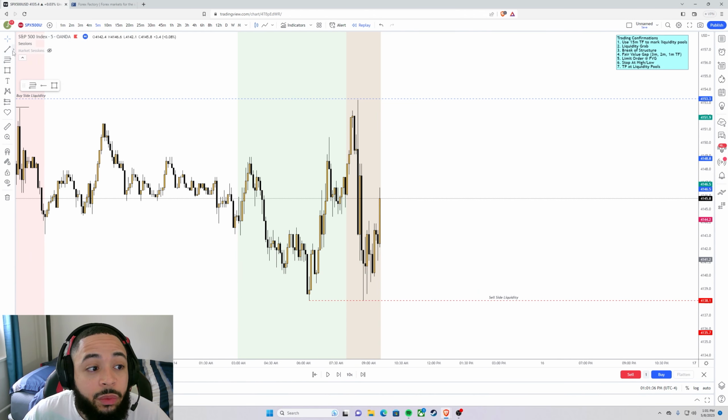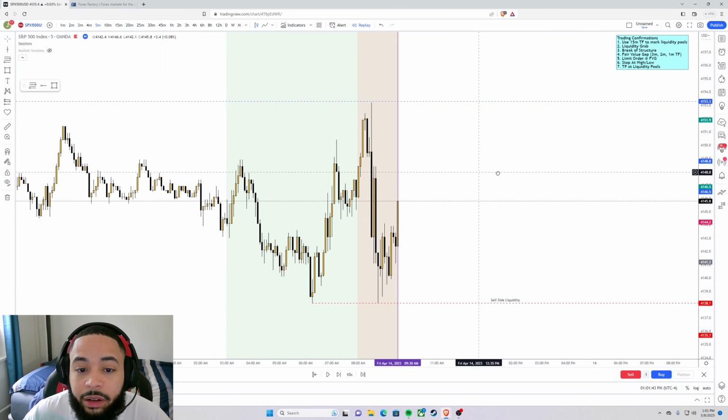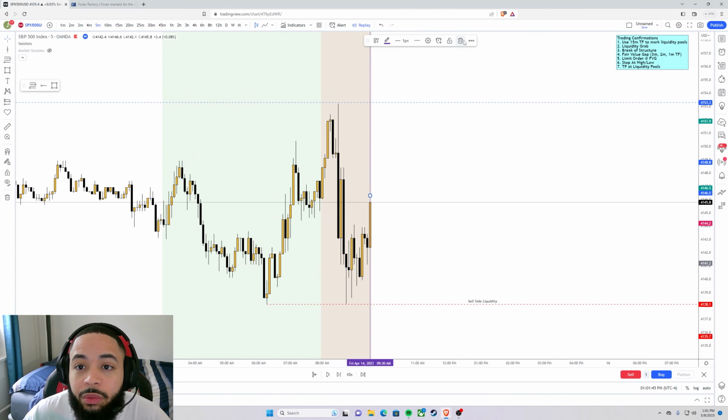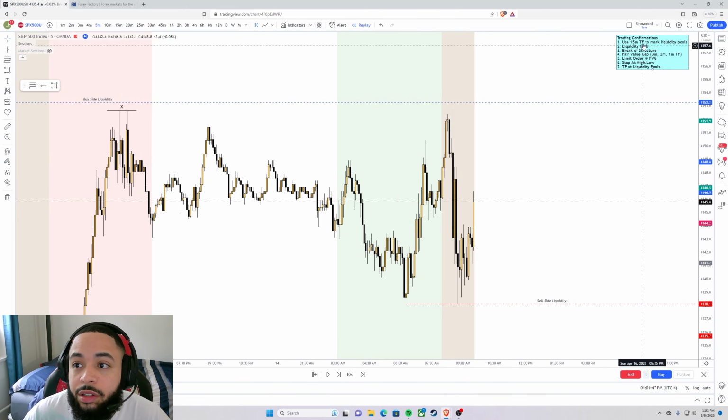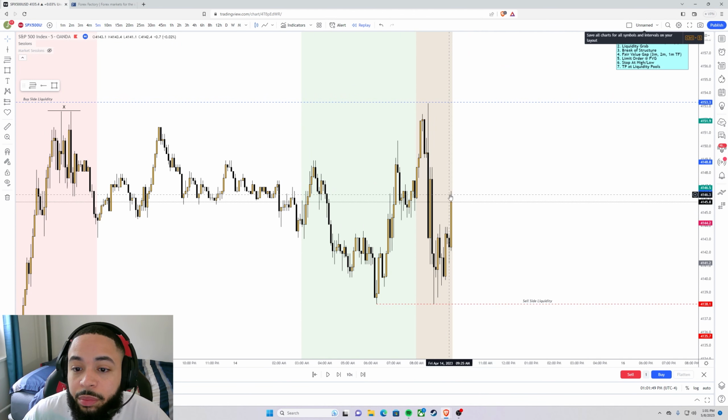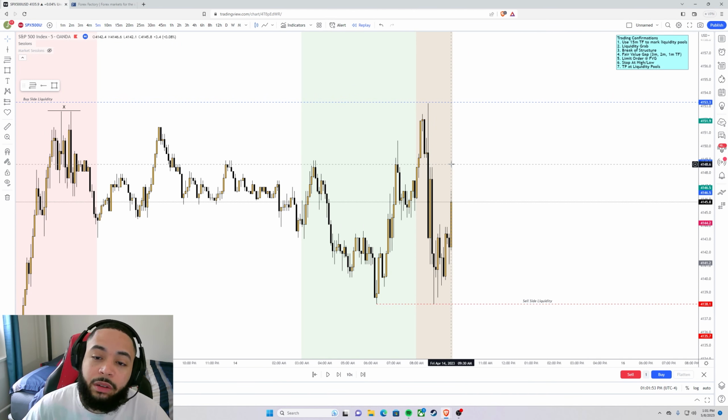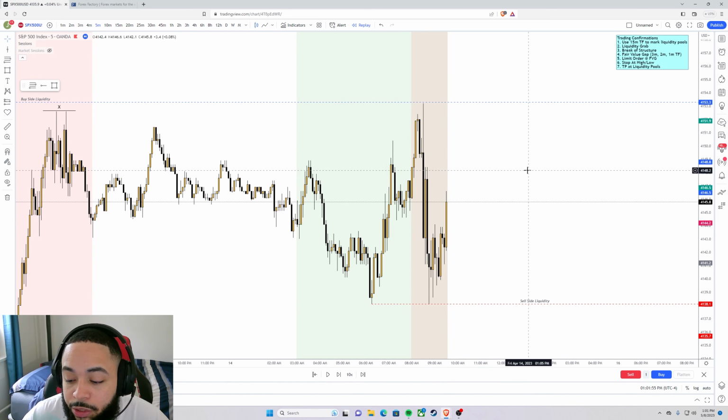So the reason why 9:30, this purple line right here, is also important when trading NAS and SPX is that this is the New York Stock Exchange open. You can expect volatility to come into the market once 9:30 hits. So that's why we want to wait until after 9:30 to take our trades.